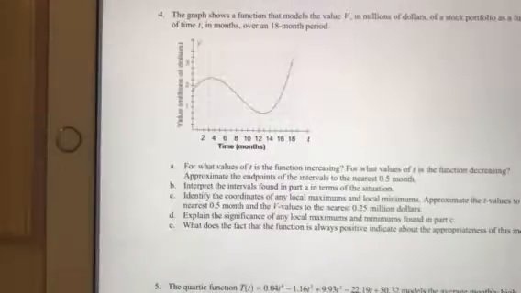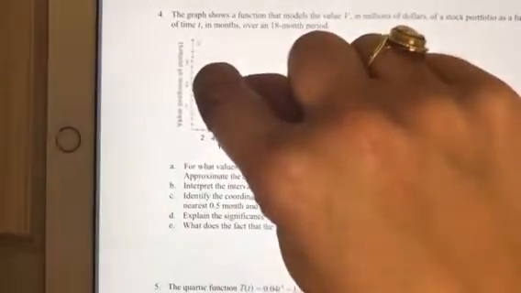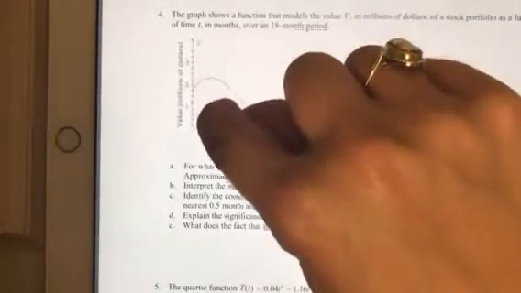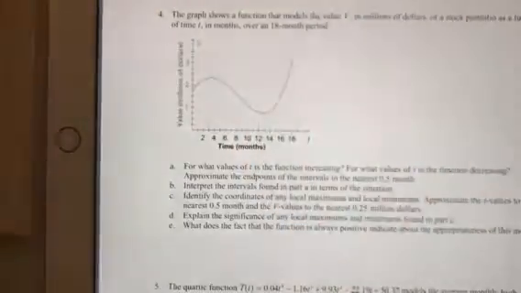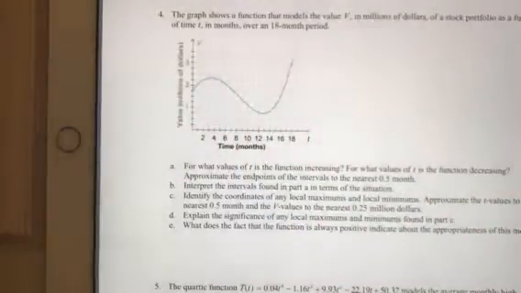Identify the coordinates of any local maximums and local minimums. Approximate the t values to the nearest half month and the v values to the nearest 0.25 millions of dollars. So I'm going to draw a dot right here. That looks like it is, if you really want to get technical, probably 3.5 months. I would call that a maximum.